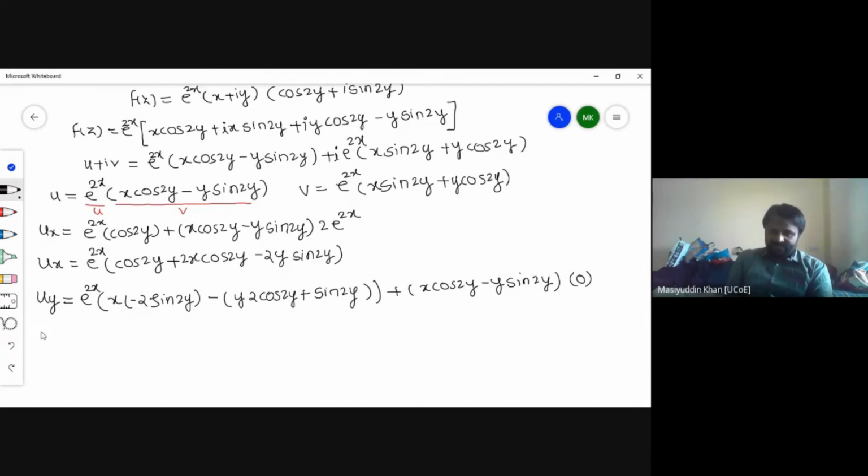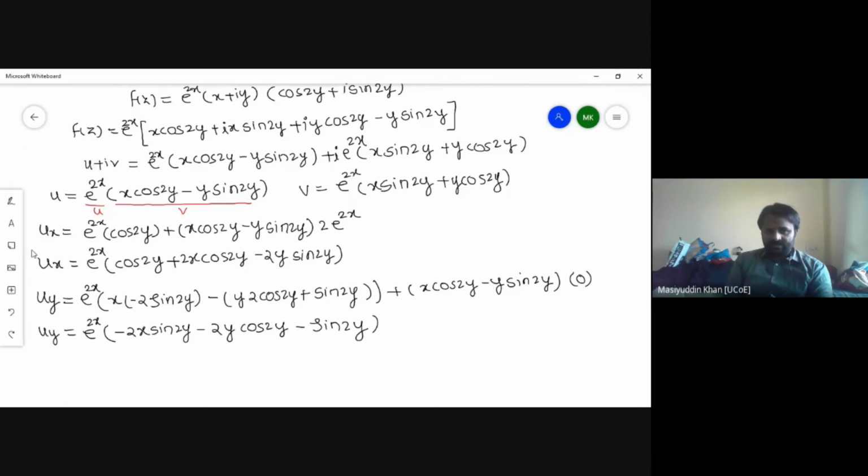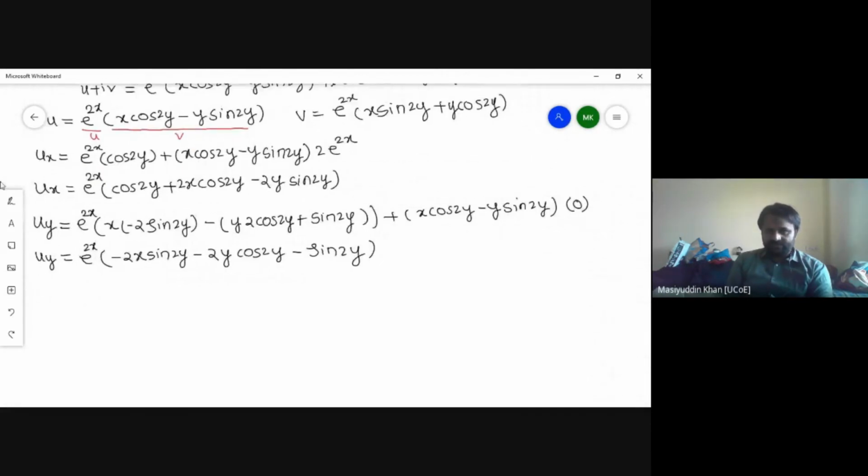The y variable is not present, so now again I am going to simplify u with respect to y, which is equal to e raised to 2x as it is, so this becomes minus 2x sine of 2y minus 2y into cos of 2y and minus sine of 2y. So we just got ux and uy. Similarly, we have to calculate v with respect to x. So v with respect to x means this part.